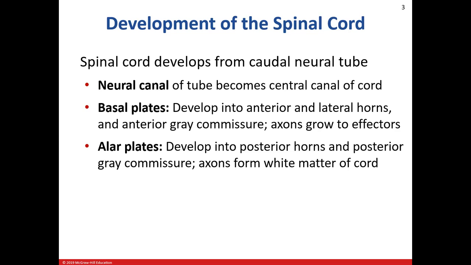Now, the alar plates develop into the posterior horn and the posterior great commissure. The axons here are going to form the white matter of the cord.